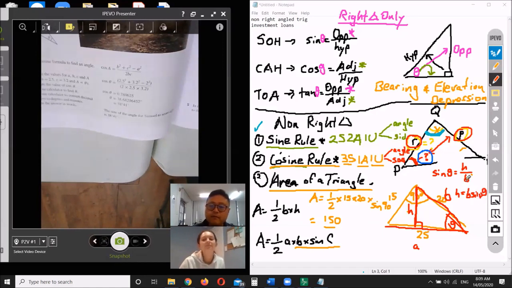Because we multiply both sides, just take this B and bring it up over here. H is B sine theta. And so if we're using half base times height, it's half the base times the height, and the height is B sine theta. Yes, okay, that makes sense. But you don't need to know that. Just know that that's how we get the formula.